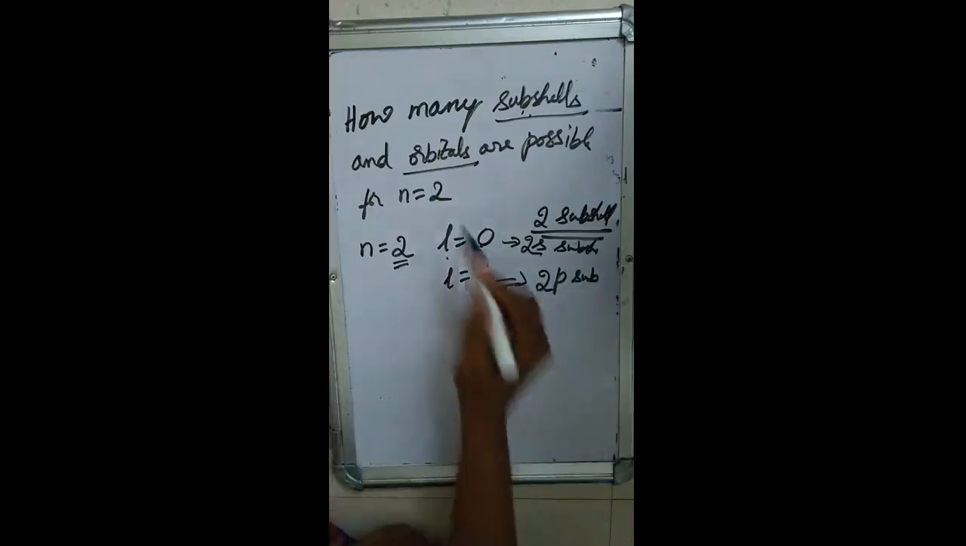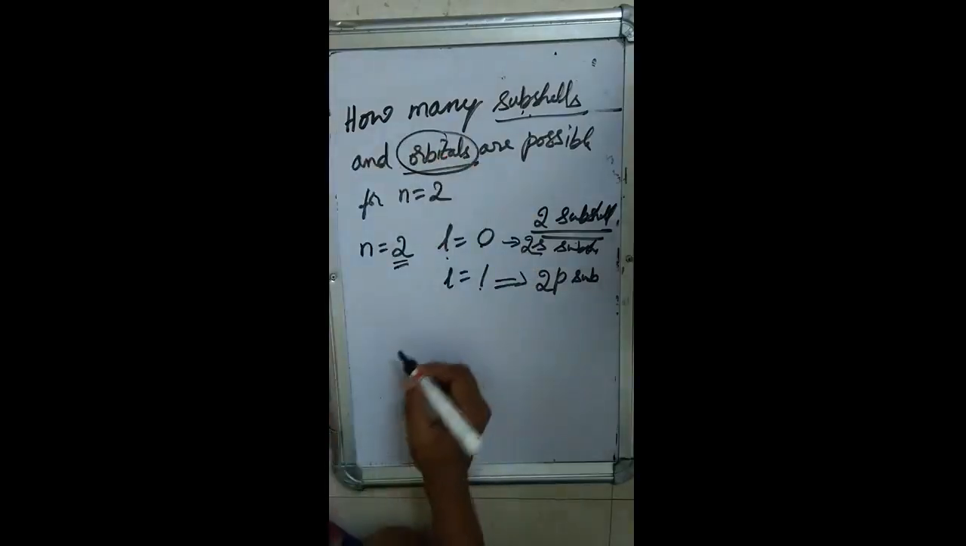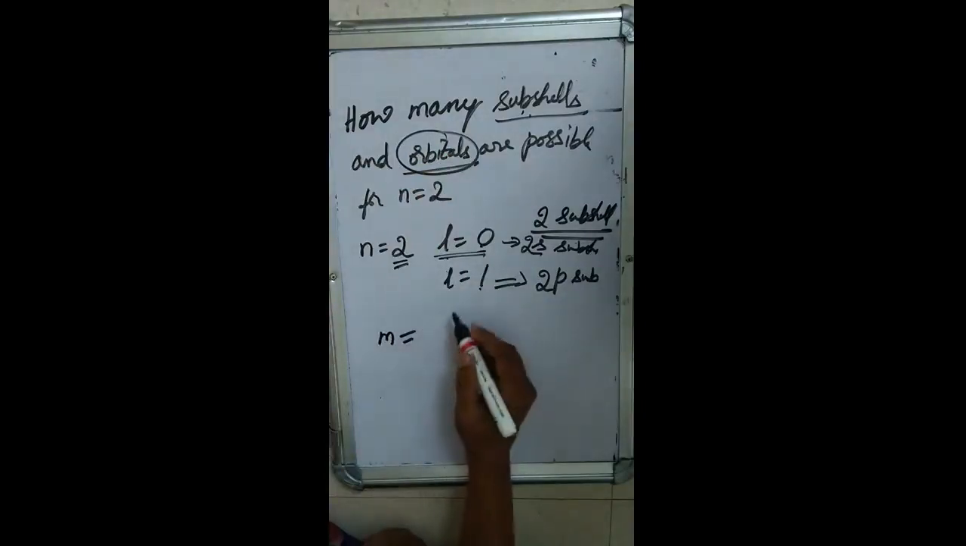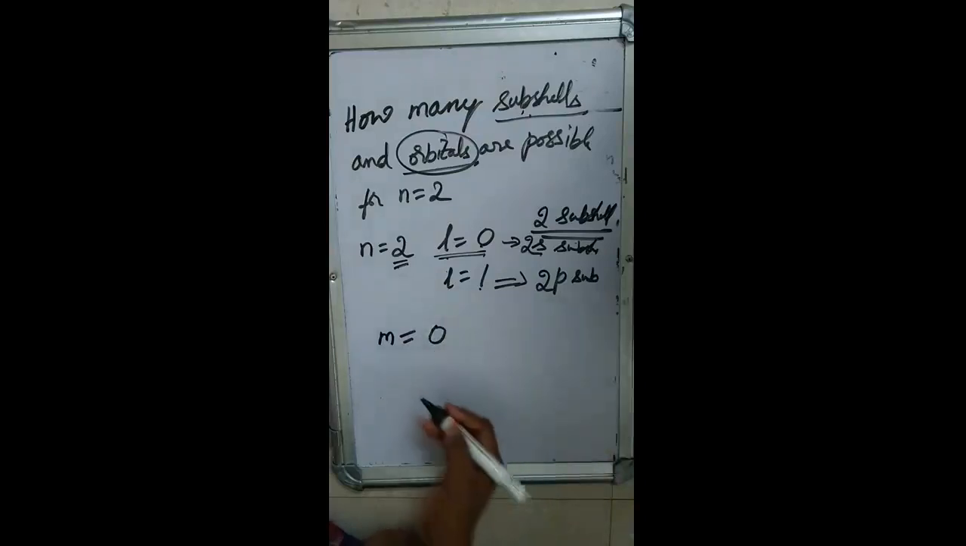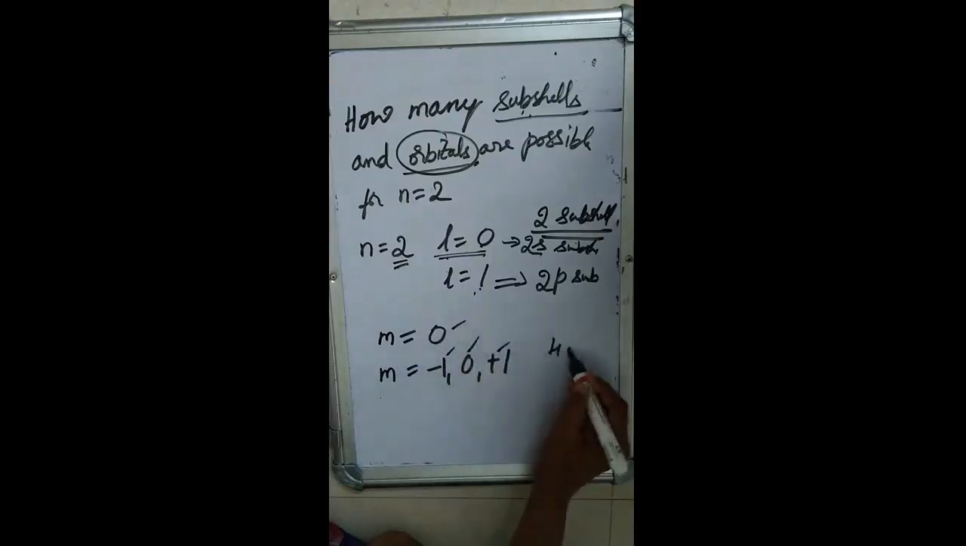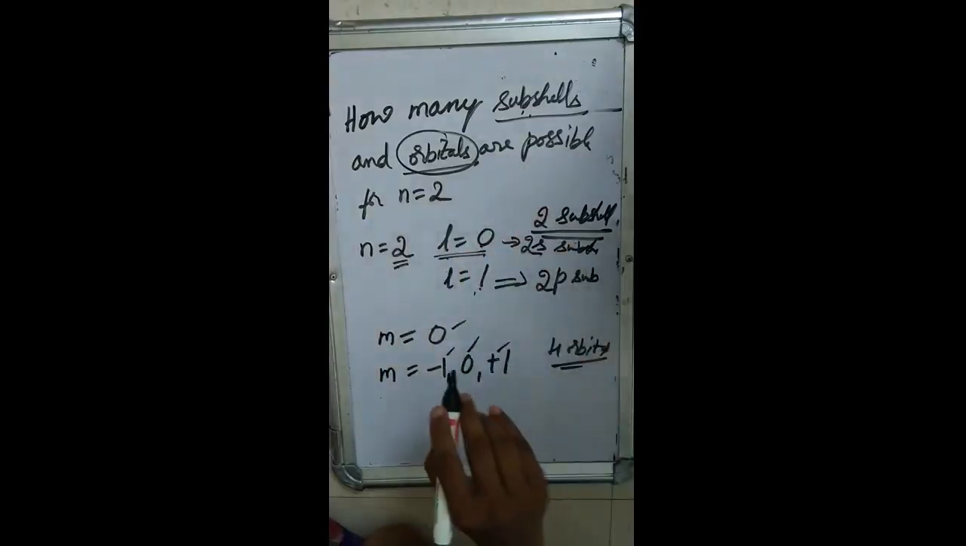Now orbitals are asked. Orbital means I have to introduce m, the magnetic quantum number. Suppose L is equal to 0, what is the value of m? m is equal to 0. Now L is equal to 1 means what is m? Minus 1, 0, plus 1. Now how many orbitals are possible? 1, 2, 3, 4. Total 4 orbitals are possible. Since how many orbitals is asked, you should write 4 orbitals.